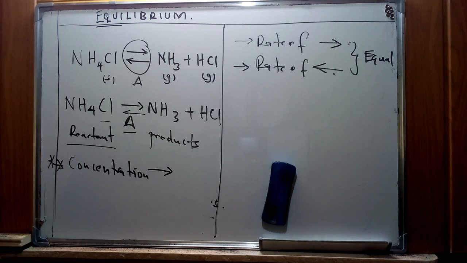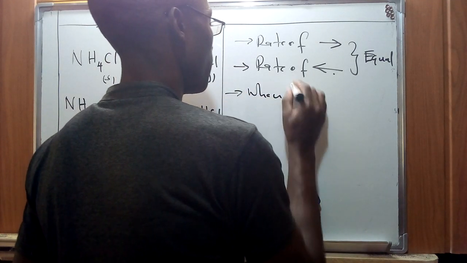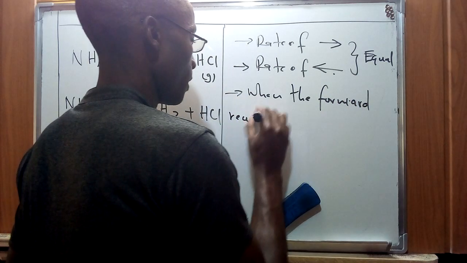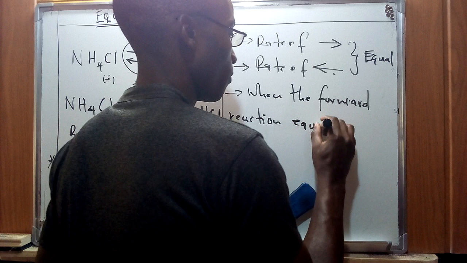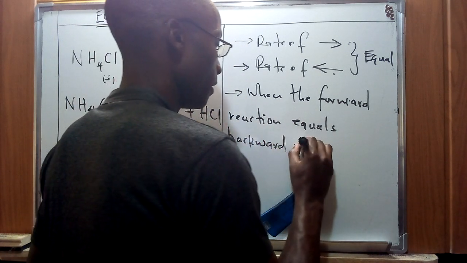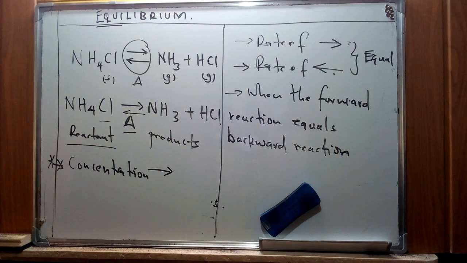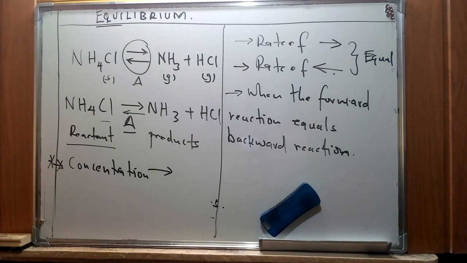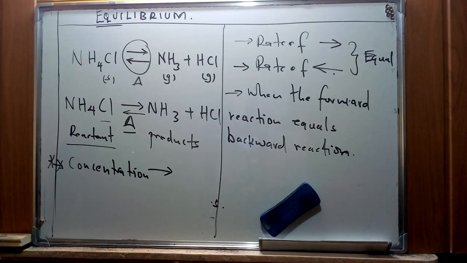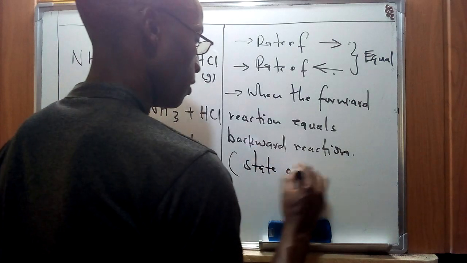So at that state, we'll say that they have attained a state of balance. So when the forward reaction equals the backward reaction, and this basically refers to the concept of rate, as we said that we can measure the change, maybe the speed of a chemical reaction, using the rate. So when the rate of the forward reaction equals the rate of the backward reaction, then we say that this particular chemical reaction has attained a state of balance.